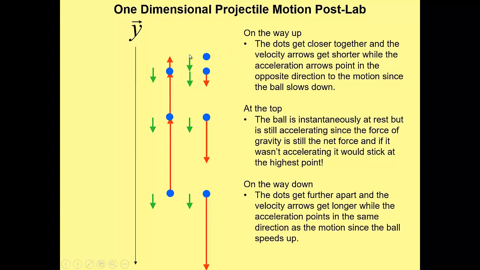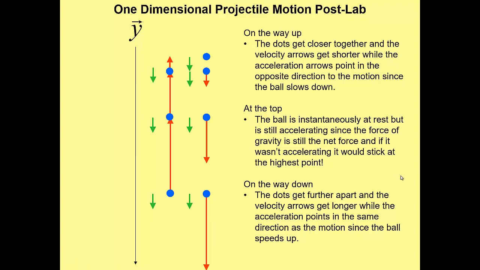So three ways to tell from the motion map here that it's speeding up on the way down. Dots get further apart. Remember, there's equal times, right, for each dot. So the dots are getting further apart, the velocity arrows are getting bigger, and the acceleration arrows are pointing in the same direction as the object's moving, as the velocity arrows. So a ton going on, right, in this motion map that you can see.